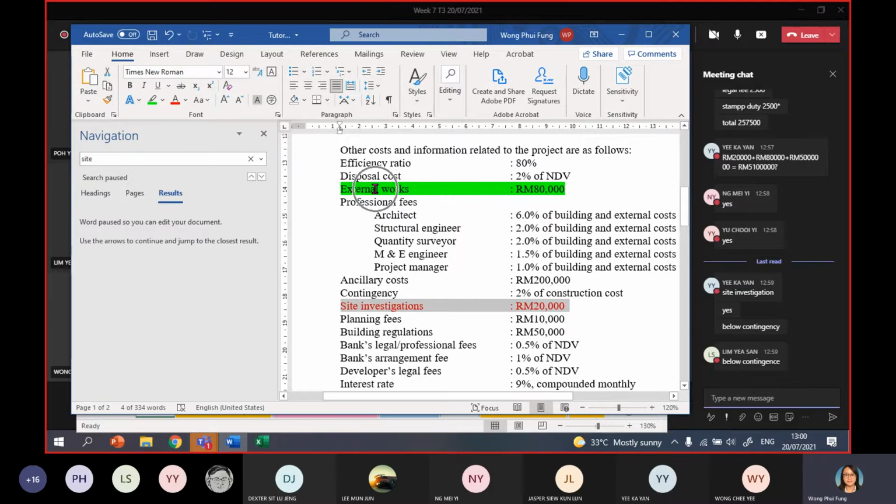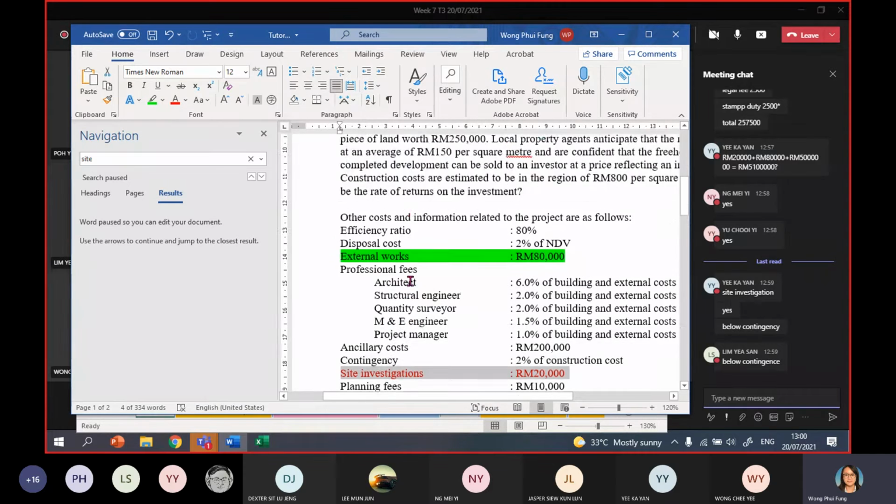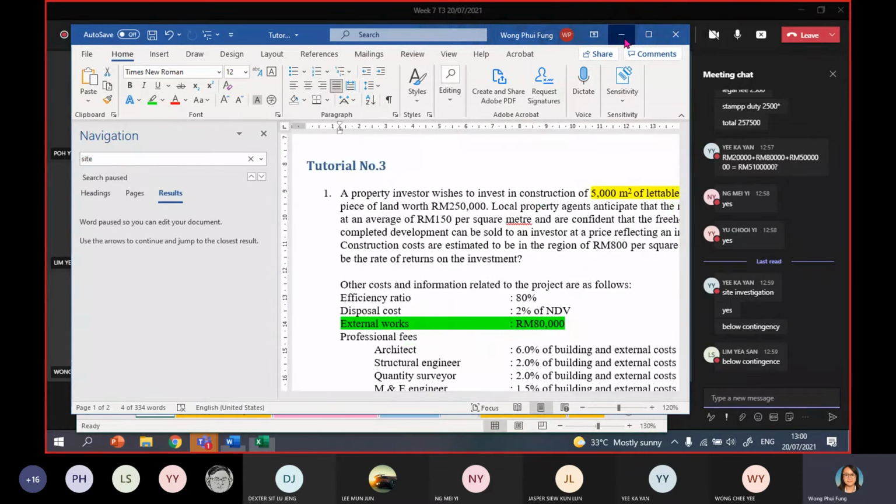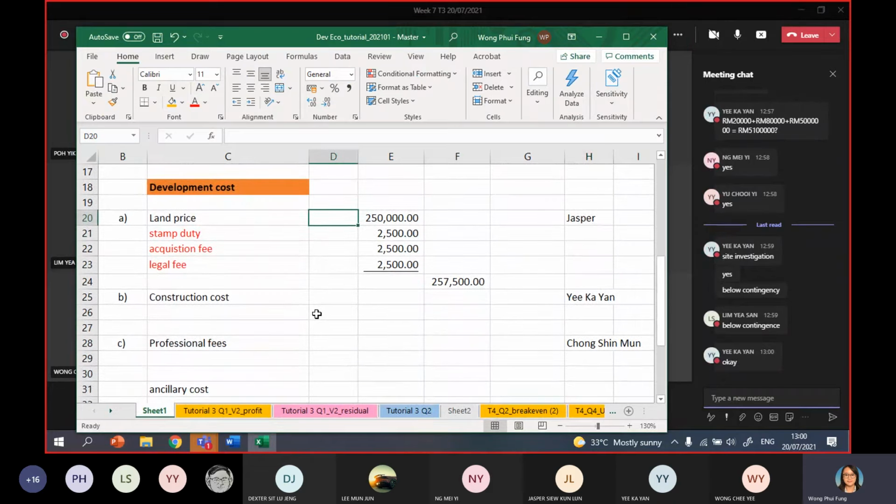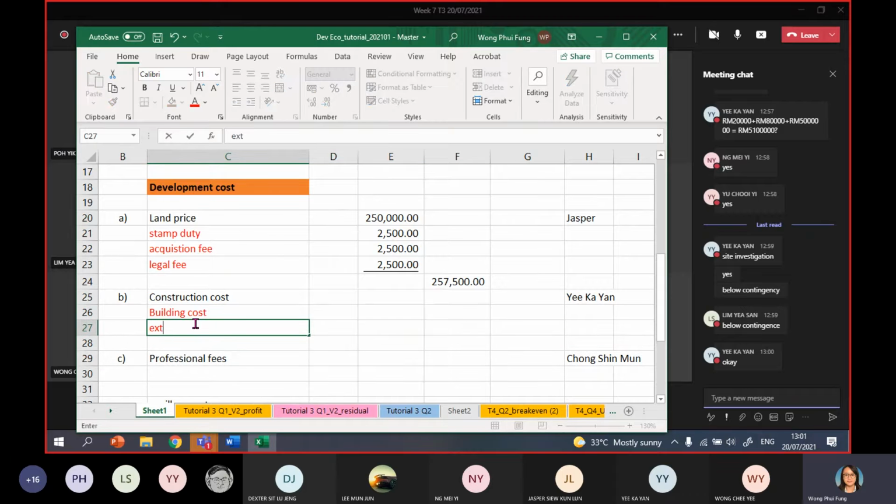So actually you just have external work and the construction cost. Clear, Gayen? If the question didn't give any figure for site clearance and preparation work, you don't need to put it. But just now, what we confused is the site investigation. Site investigation is actually part of the other cost. The construction cost doesn't include site investigation, but site preparation or site clearance. So here you only have two. One is called building cost, then another is called external work.